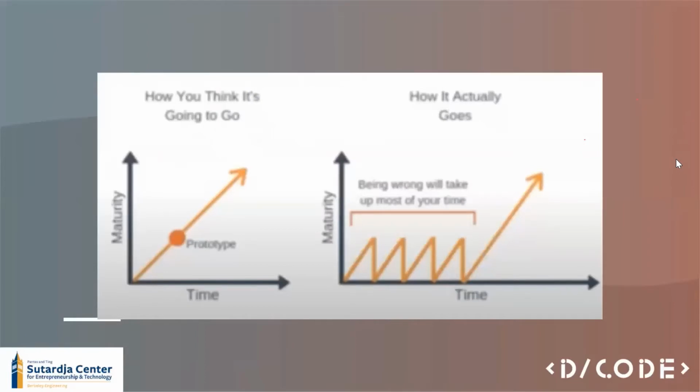Here is a graphic that shows the reality of going through an MVP and the beginning stages of a startup. On the left is how you think it's going to go: a straight line with no problems, constant growth, and maturity increasing as time goes on. On the right is how it actually goes. In that first part, there's going to be a lot of being wrong and it's going to be frustrating, but as time progresses you'll hit a point where things start going your way. That's all due to your MVP, which hopefully established interest among customers in different markets.